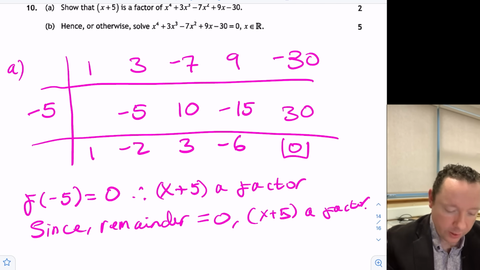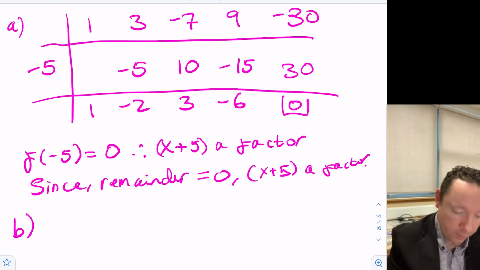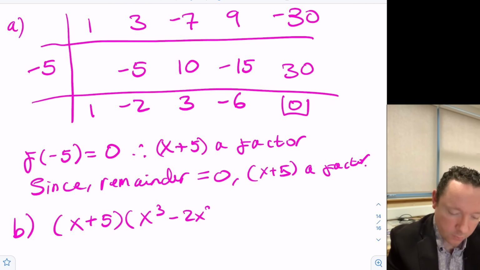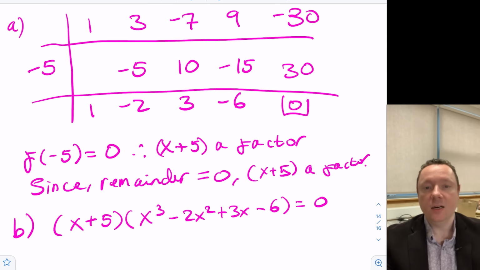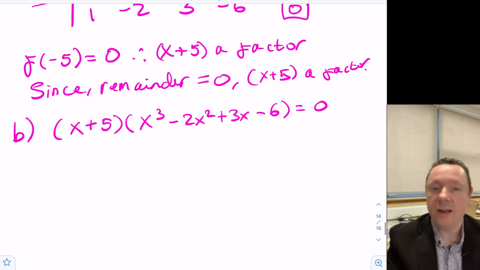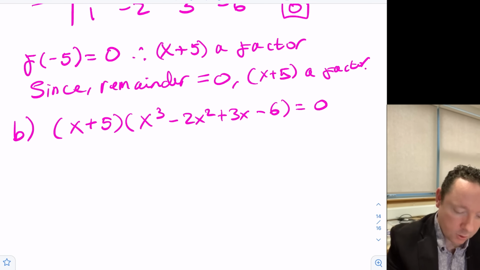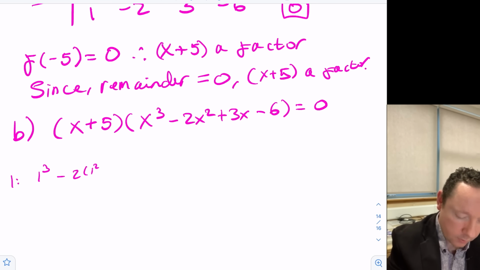Hence, otherwise solve the equation. So part B, we now know that it becomes x plus 5, then you've got x cubed minus 2x squared plus 3x minus 6 equals 0. We're going to have to check numbers here to find another factor. So the easiest way is direct substitution. So if I try 1, we're going to get 1 cubed minus 2 times 1 squared plus 3 times 1 minus 6. 1 cubed is 1.